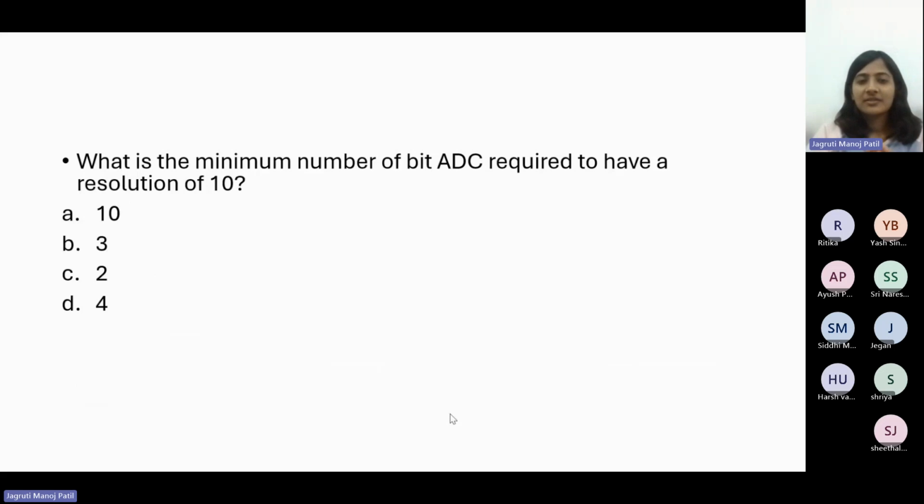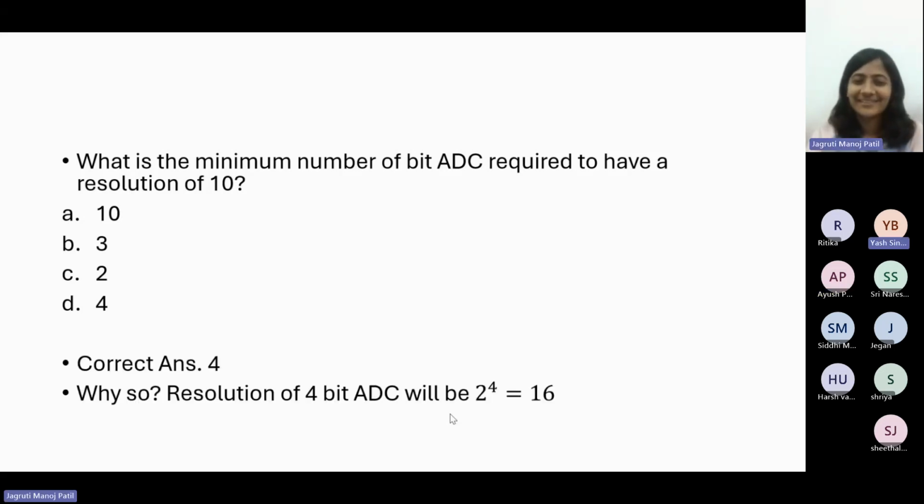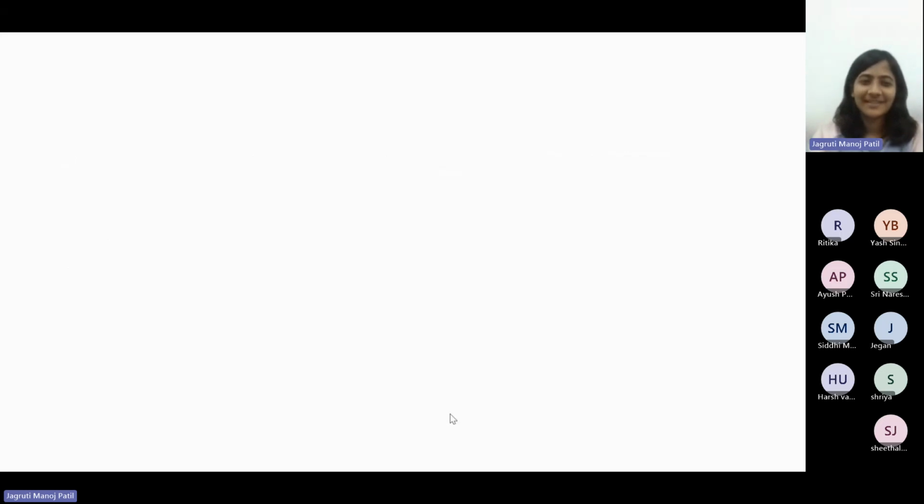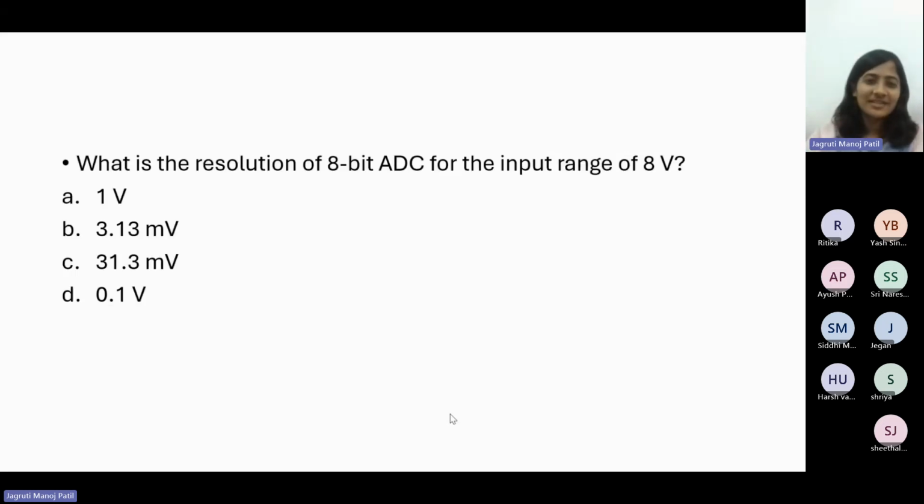Okay, next. It wasn't in the slides, but if you don't know, I'll let you know the formula for it, so you can just try. What's the minimum number of bits an ADC requires to have a resolution of 10? 4. How? 2 to the power 4 is 16. So it's 16 minimum we need, hence 10.